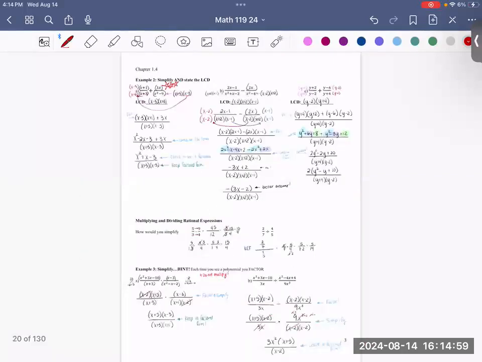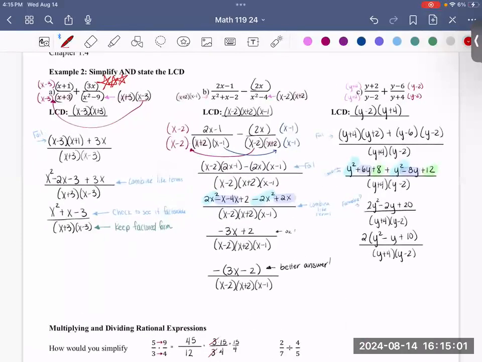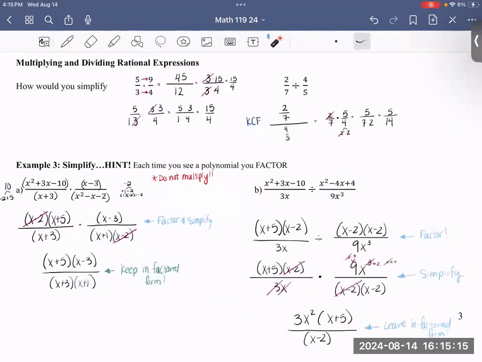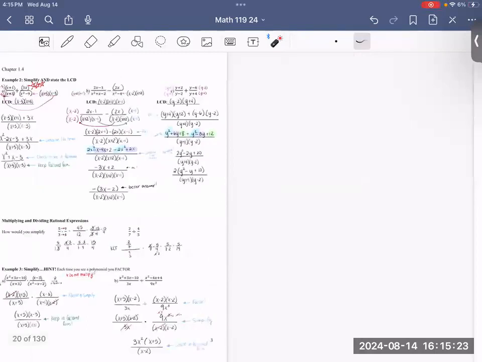Example 2, what did we learn how to do? Well, we learned how to add these two crazy looking fractions by getting a common denominator. And in example 3, what did we learn? Well, we learned how to multiply and divide, so probably a keep, change, flip going on, right?